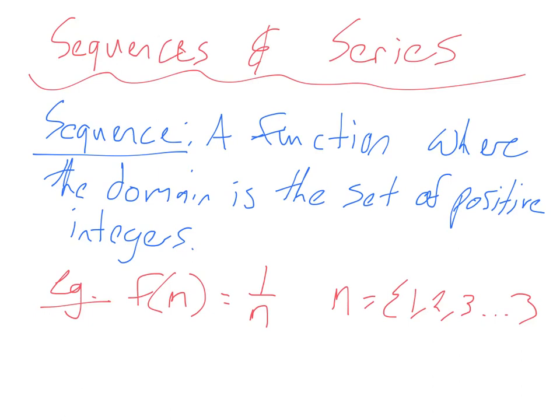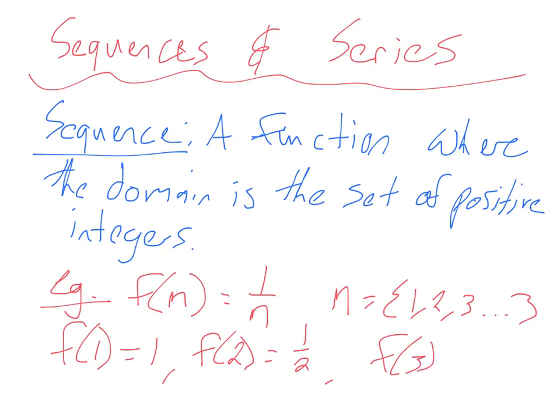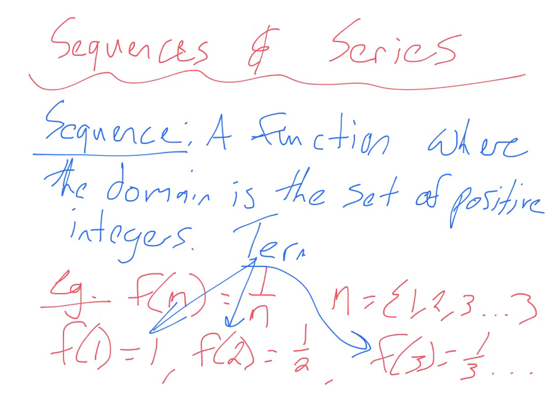And so that would mean f of 1 is going to be equal to 1, f of 2 is going to be equal to 1/2, f of 3 is going to equal 1/3, and so forth. And each of these we call terms in the sequence. So those are all terms in our sequence right here.